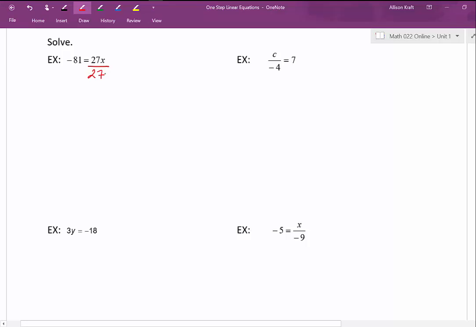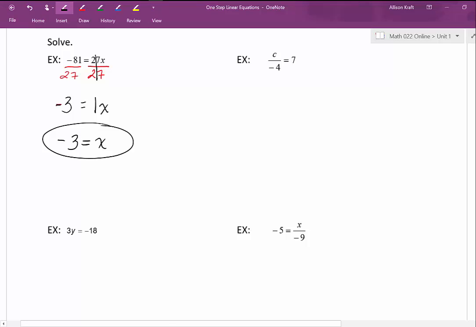And think about that. 27 divided by 27 gives us 1. It essentially eliminates the coefficient that we don't want. We want the coefficient on x to be 1. To keep it legal, whatever I do to one side, I've got to do to the other side. Negative 81 divided by 27 gives me negative 3. So I'm going to rewrite that a little bit cleaner. Negative 3 equals x.